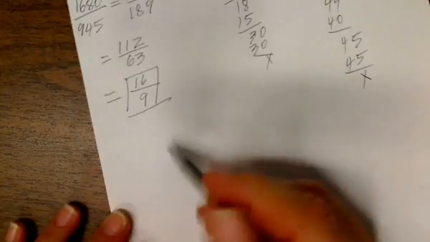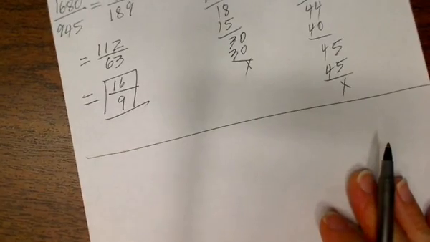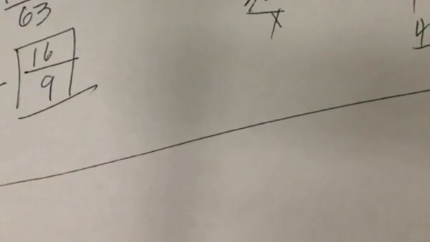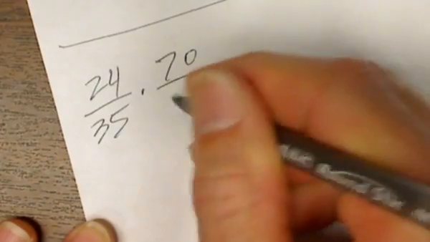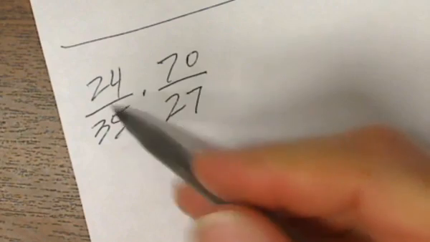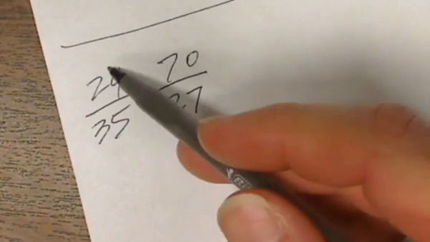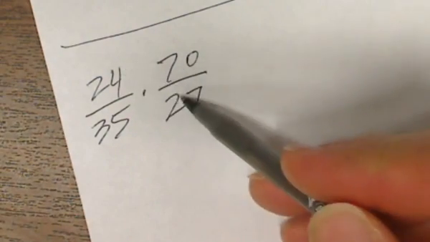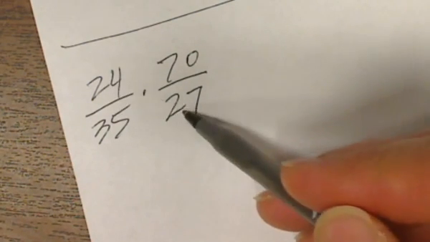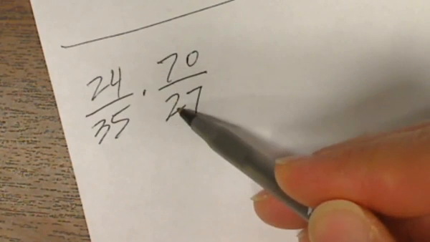Okay, here's a better way. Same problem, 24 over 35 times 70 over 27. Reduce it first. The numerators and denominators of these fractions are already reduced to lowest terms. However, when you multiply, you can reduce diagonals. That's very important to know. Only when you multiply can you do this. But when you multiply fractions, you can reduce the diagonals.